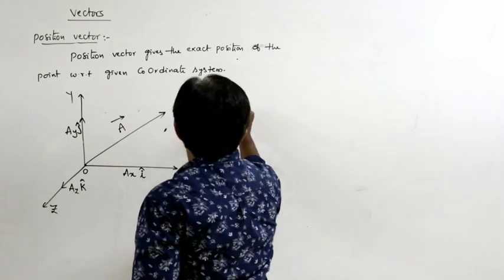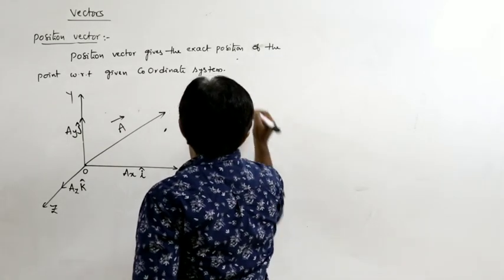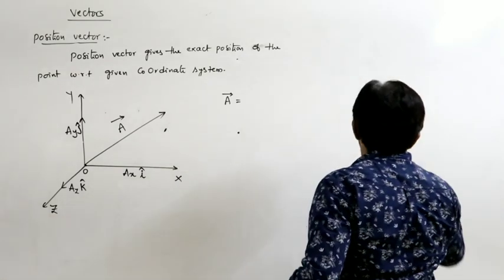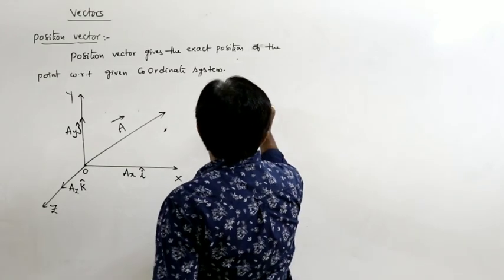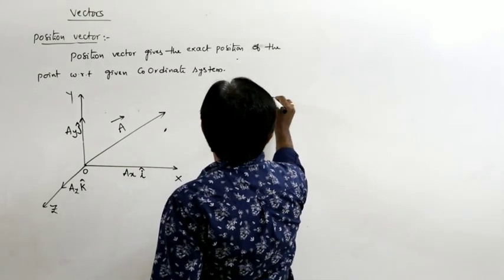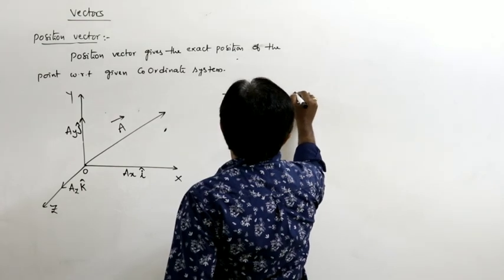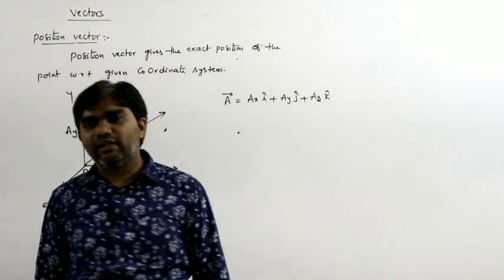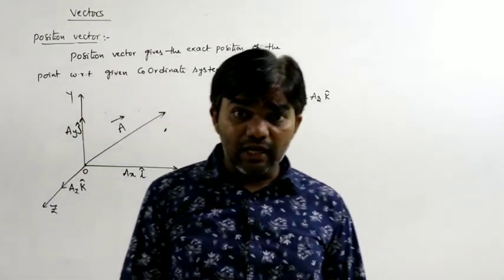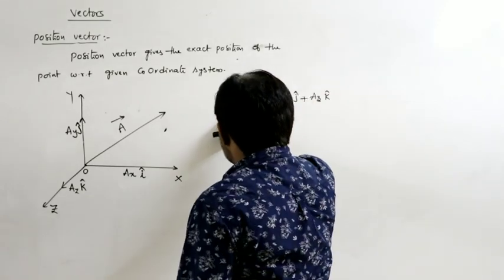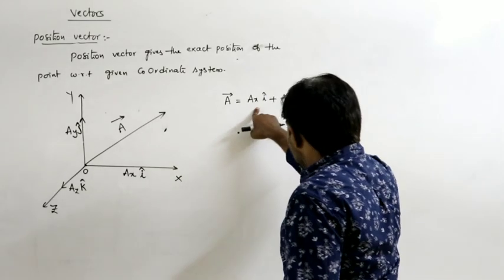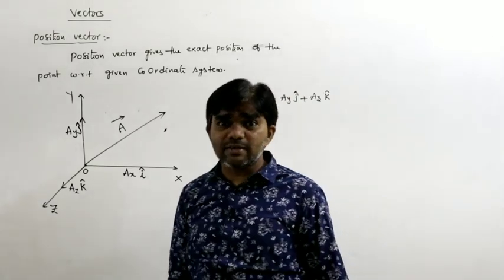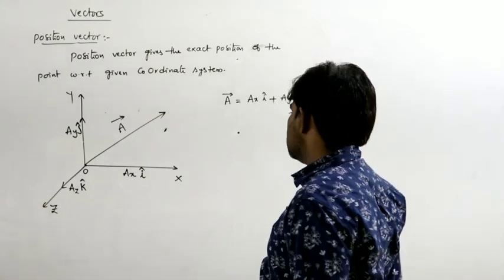So now, based on this, how can you represent A bar? A bar can be written as AX i cap plus AY j cap plus AZ k cap. That is the exact vector representation. In mathematical terms, A bar is equal to AXi plus AYj plus AZk. So this is the vector representation.